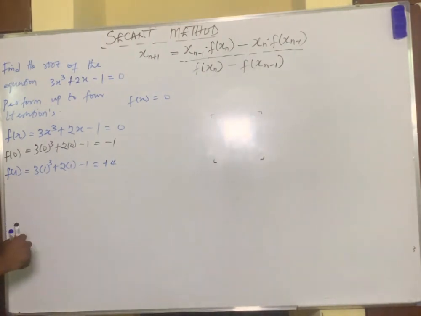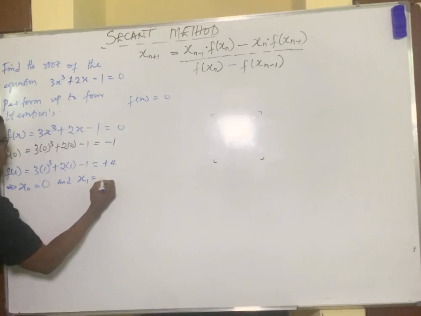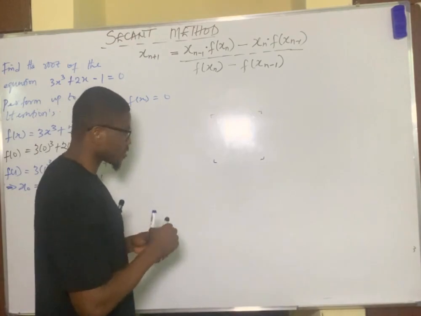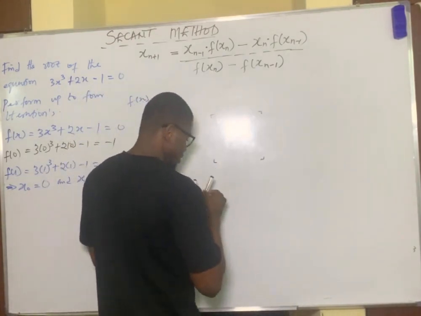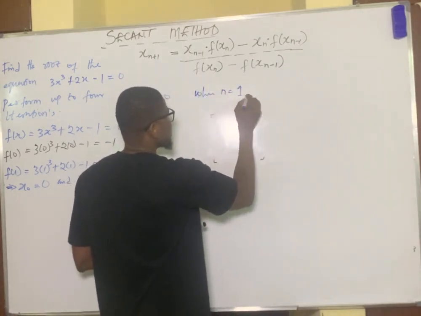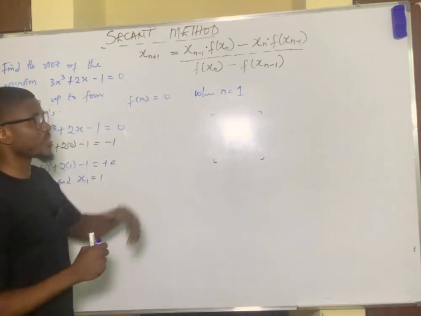Now, if you're able to get this, the least number among these two numbers is considered as x0. So between 0 and 1, the least number is 0. This simply means that my x0 is equal to 0, and the larger number is considered as x1. My x1 is equal to 1. Now, if you're able to get this, you fall back to your formula to perform your iteration. So for the first iteration, n is equal to 1. When n is equal to 1, that gives us our first iteration. So you look into the formula, and wherever you see n, you simply plug in the value 1.